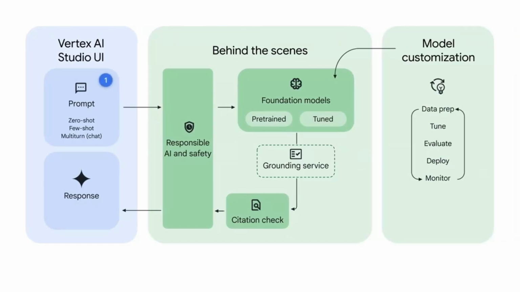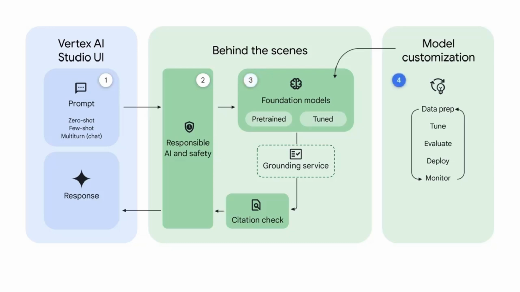Input prompt. Via the Vertex AI Studio UI, input a prompt, a natural language request to Gen AI models. Responsible AI and safety measures. The prompt undergoes responsible AI and safety checks, configurable through the UI or code. Foundation models. The screened prompt proceeds to foundation models like Gemini Multimodal or other Gen AI models like Imagen and Codey based on your choices.